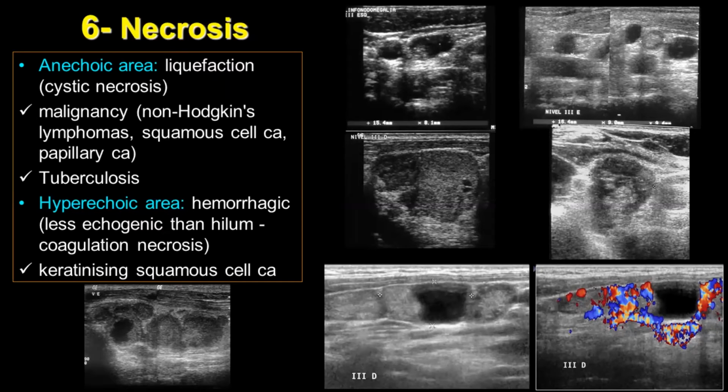Concerning necrosis, the pattern could be divided in two types. A necrotic area, as you can see in these cases here. A necrotic area means liquefaction, cystic necrosis, could be in malignancy, such as non-Hodgkin's lymphoma, squamous cell carcinoma, papillary carcinoma, or tuberculosis as a benign disease. Or a hyperechoic area, hemorrhagic, or coagulation necrosis. It appears in general in squamous cell carcinoma, as you can see here, one good example of this, and here as well.